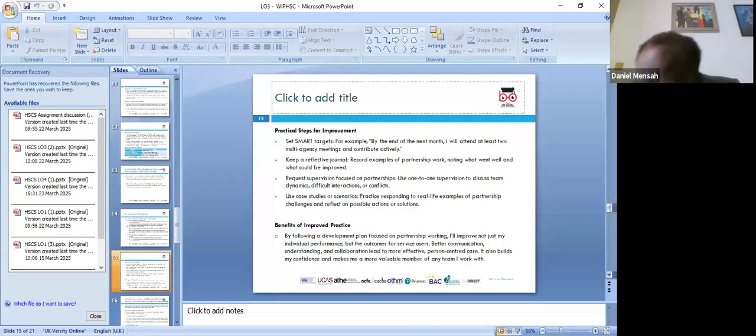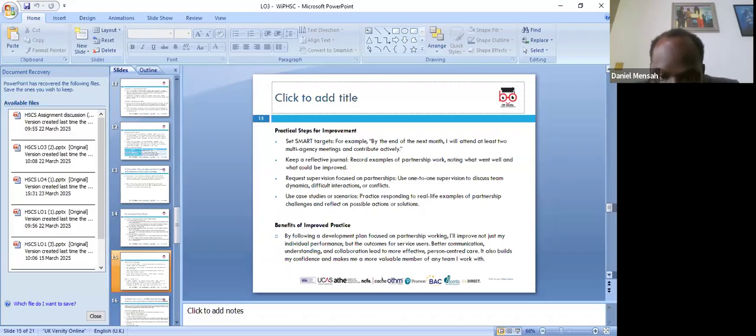The benefits of improved practice. Okay, we have to look into that. We also have to look at the practical steps for improvement. Get SMART targets. For example, by the end of next month, I will attend at least 2 multi-agency meetings and contribute actively. SMART where we say specific, measurable, accountable, realistic, and time-bound.